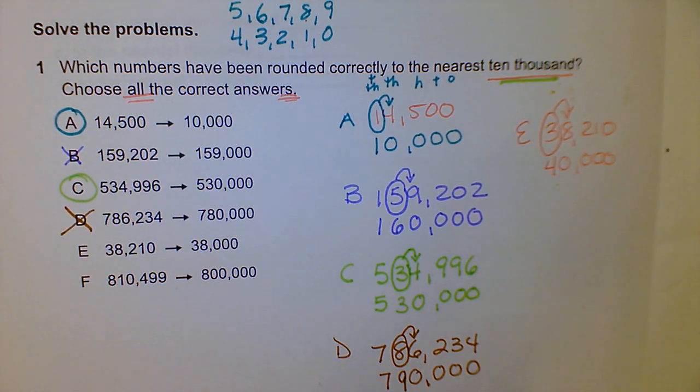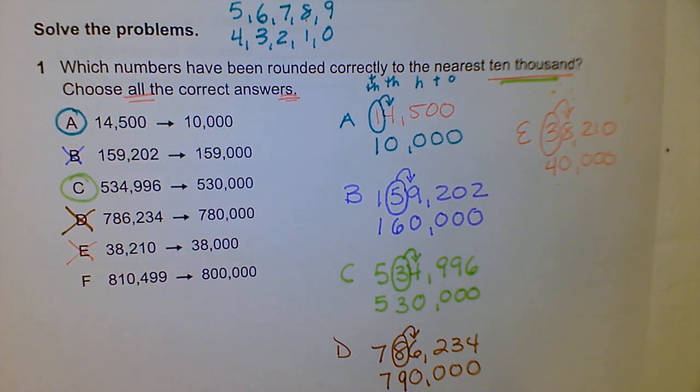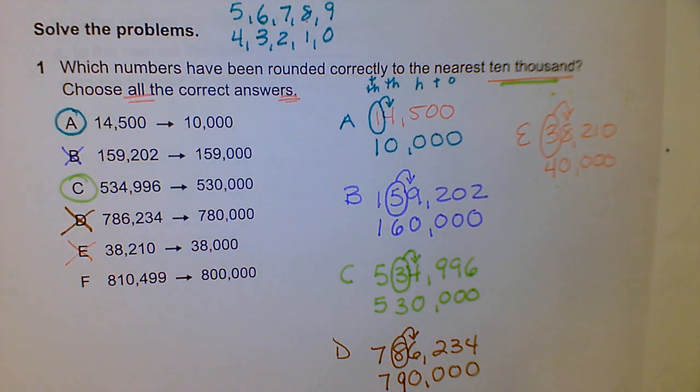So did they do it correctly? Let's go take a look. 38,210 became 38,000. That's not right. We needed 40,000. That one's wrong for this problem. So again, here they messed it up. What they did was they rounded it to the nearest 1,000. So that was another mistake. We needed to go to the nearest 10,000. So let's take a look at F.